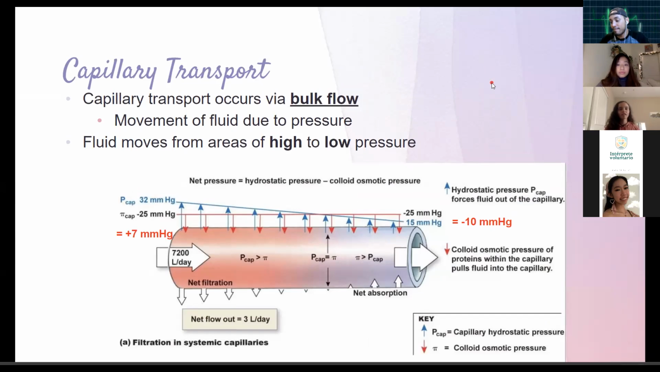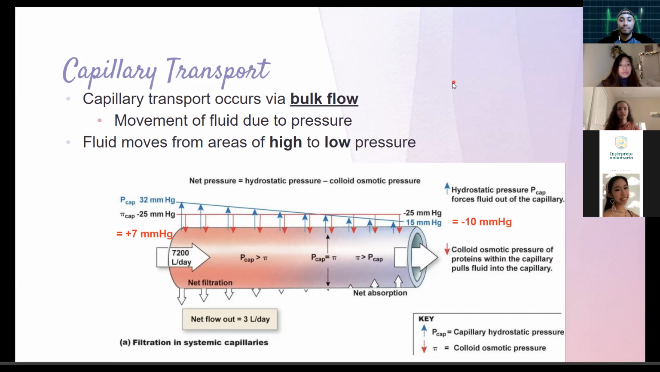So with capillary transport, usually the reason why we have materials being transported is going to be due to bulk flow. Okay, so bulk flow is what drives capillary transport, and bulk flow is basically the movement of fluid due to pressure. So everything in your body moves based on the concepts of pressure and volume, and this is no different. So fluid will move from areas of high pressure to areas of low pressure.